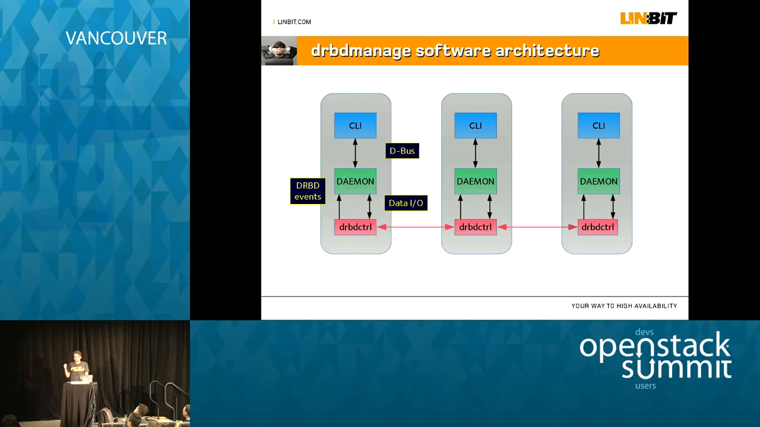When it writes there, it does an open. Open leads to an auto-promote, so it becomes primary. It can write the data, and when it's finished, it closes it again. It becomes secondary again. The other nodes have this DRBD event journal. So the daemon on the other nodes gets notified, oh, somebody else wrote to it, so maybe I should read it.